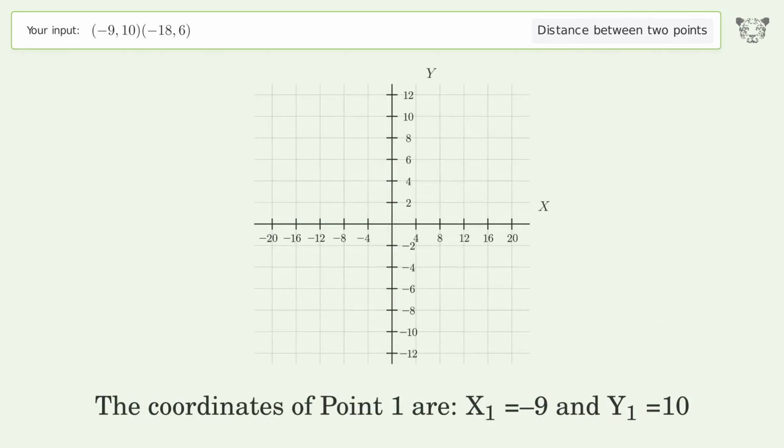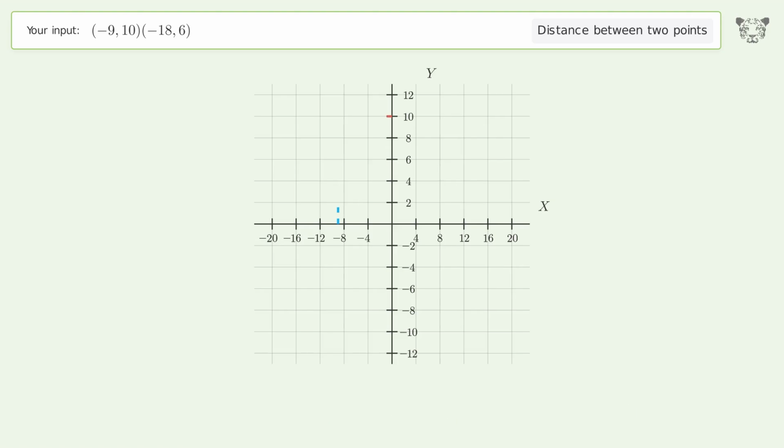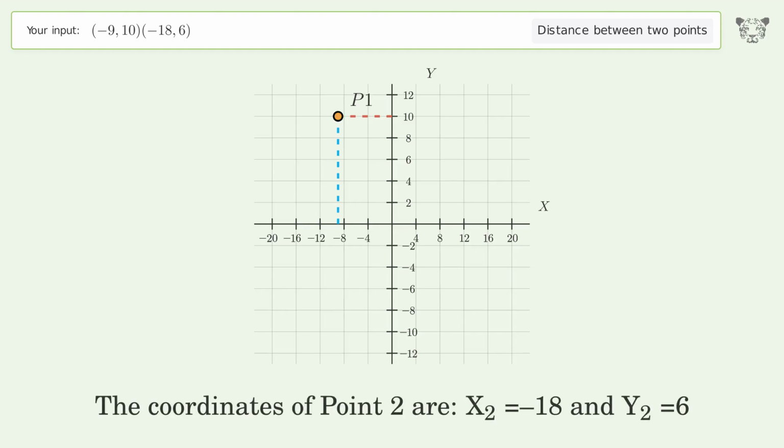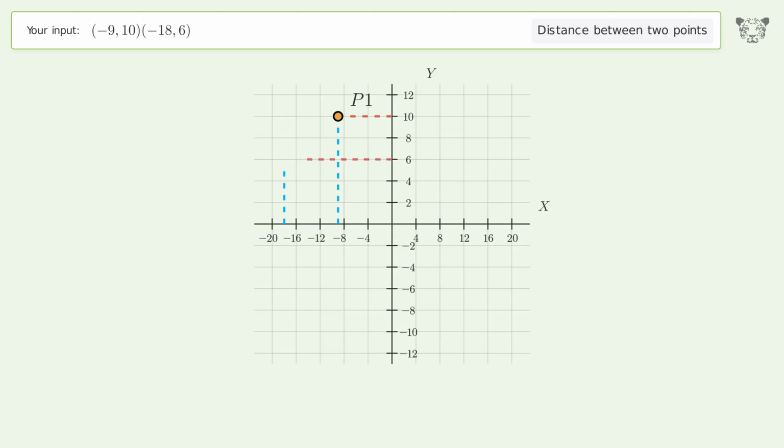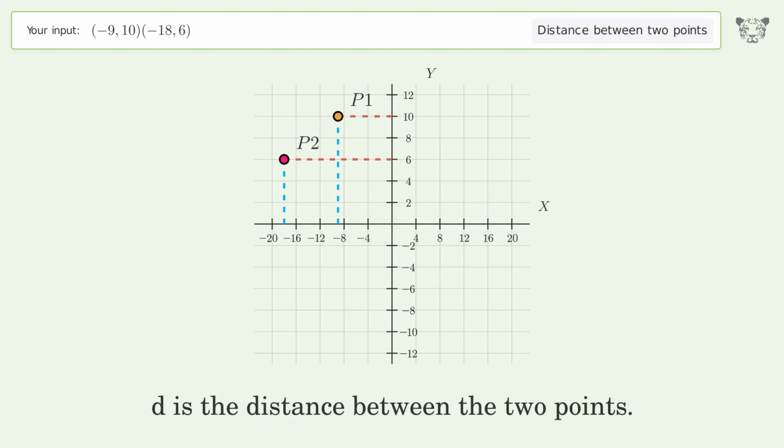The coordinates of point 1 are x1 equals -9 and y1 equals 10. The coordinates of point 2 are x2 equals -18 and y2 equals 6. D is the distance between the 2 points.